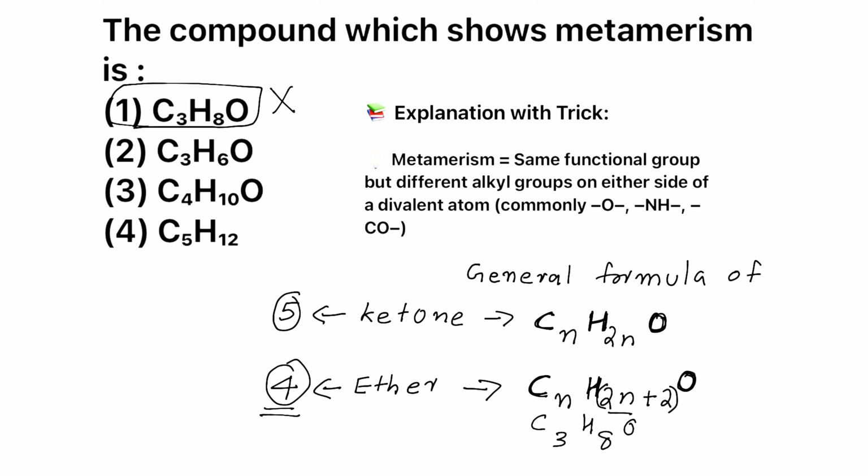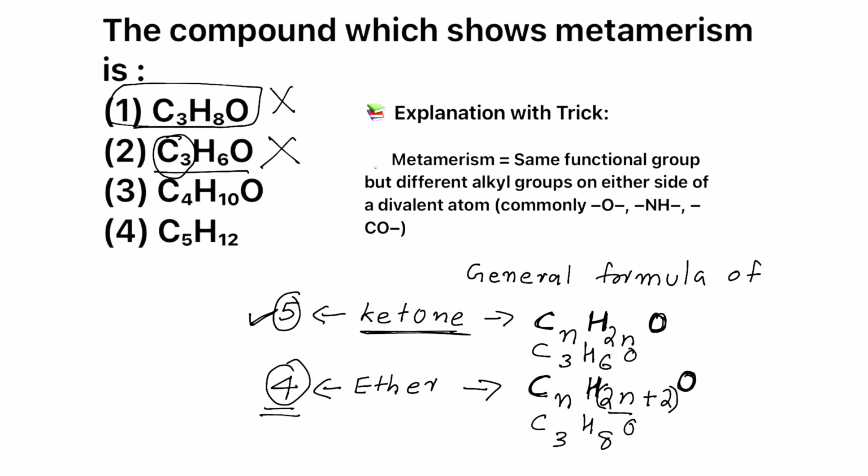Now the next one is what? C3H6O. It is a ketone. So you can check here. C3, right? Now 2 into 3 is what? 6, O. It satisfies the general formula of ketone. Okay, so it's a ketone. It can show metamerism, but what is the problem? The number of carbons is just 3, lesser than 5. Okay, so it cannot show what? Metamerism.